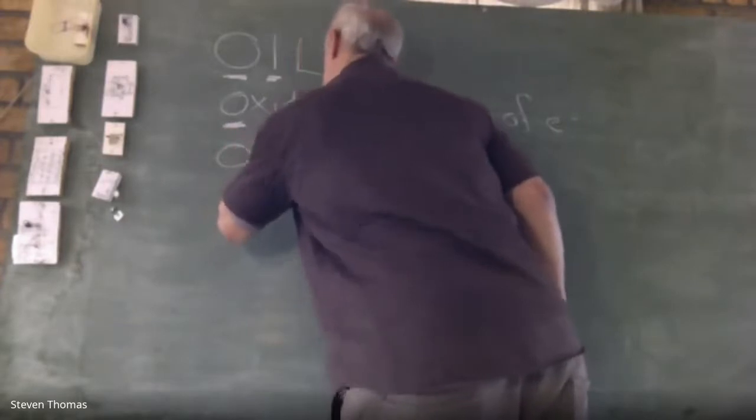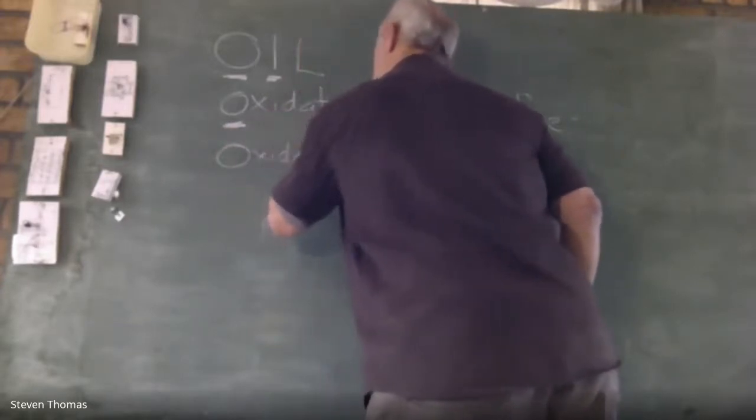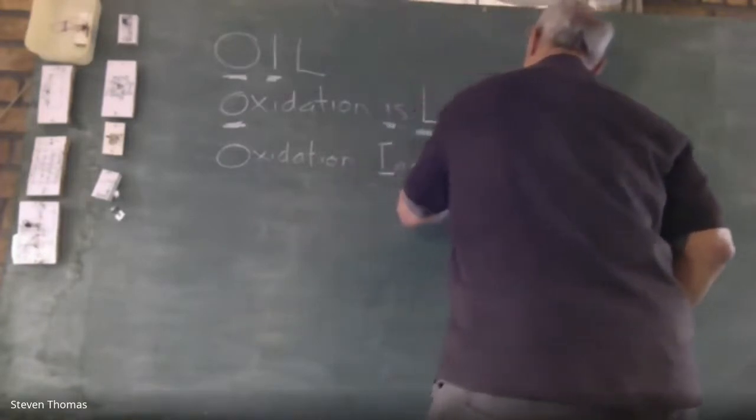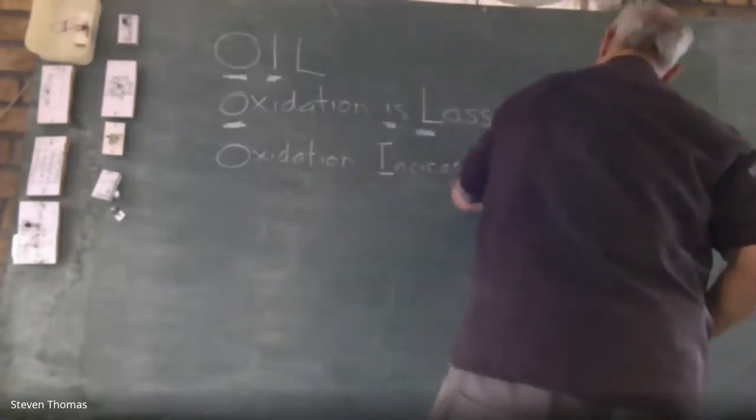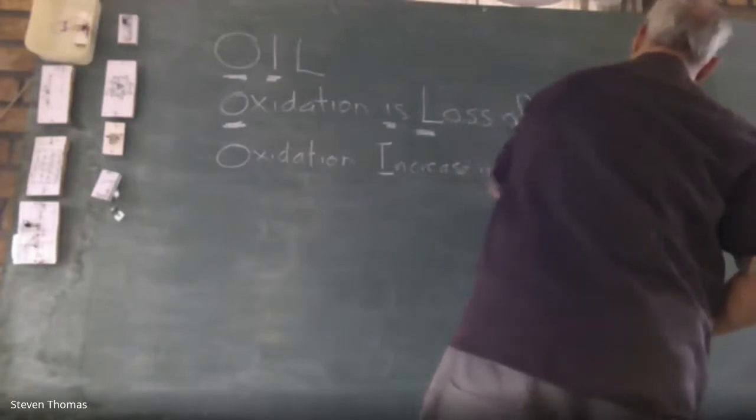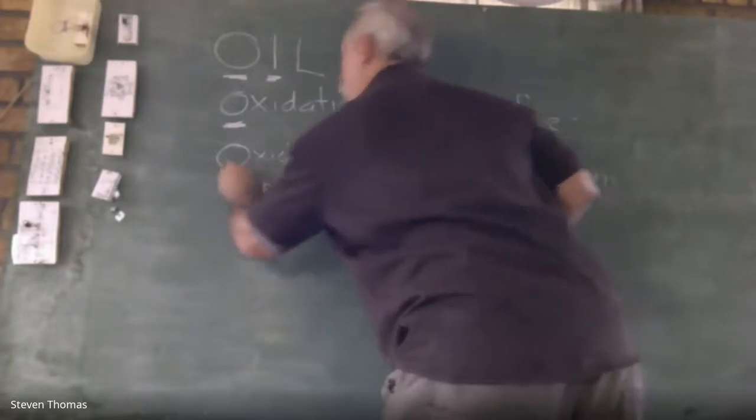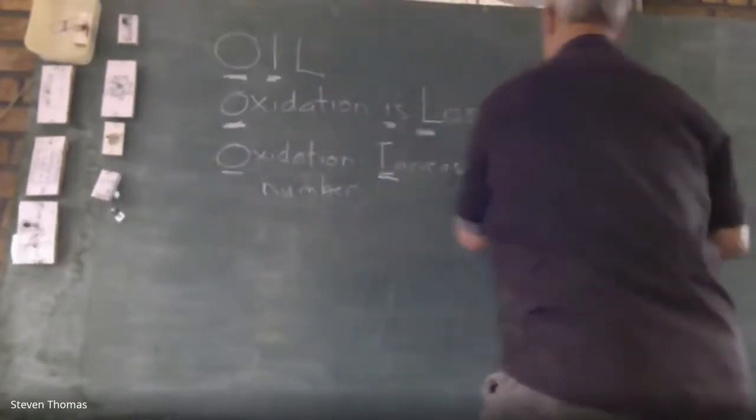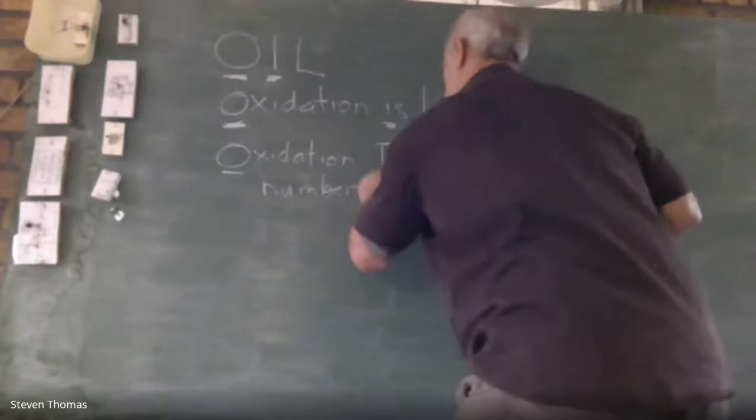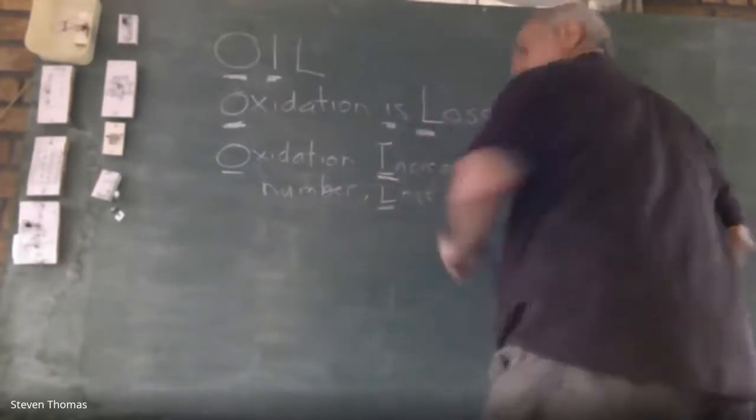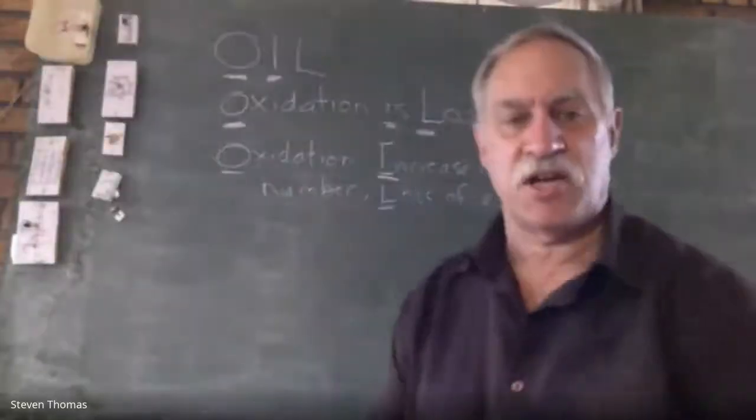We could also say that oxidation is an increase in oxidation number. O, increase, and it's also a loss of electrons. So what is this strange thing called an oxidation number?